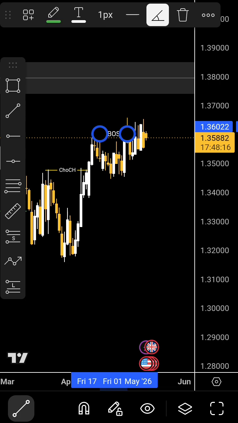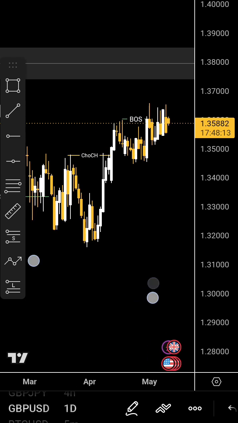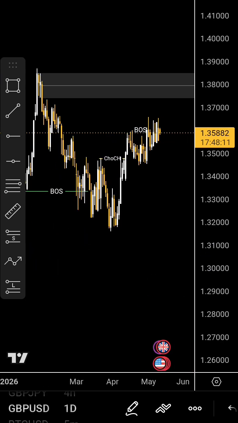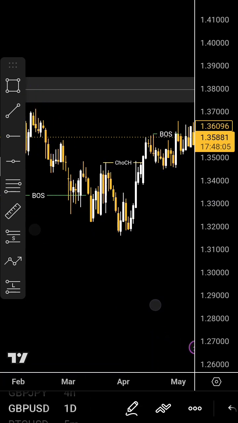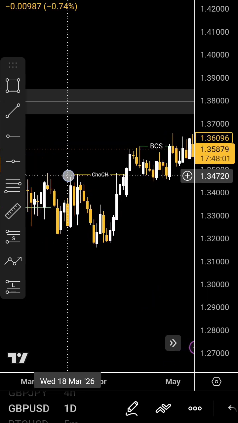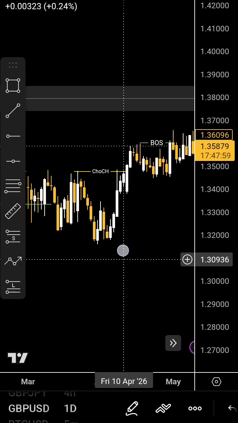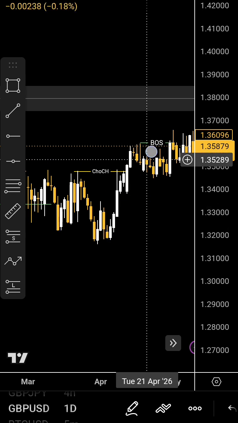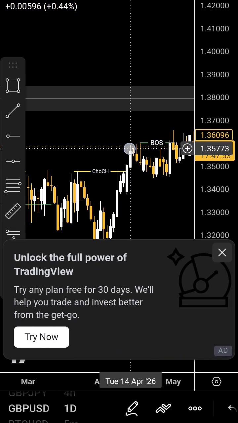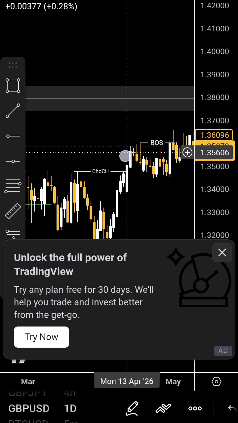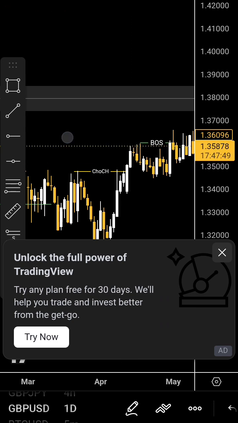Now how do you know that it is a change of character and then the second one is a break of structure? We know that because from here price was coming low. From this side price was coming low, forming lower lows, lower highs, lower lows, lower high. But when it reached here, when it came down to this part, price then broke this level that is up here to this point. So that's how we got to know that there's a change of character, right?